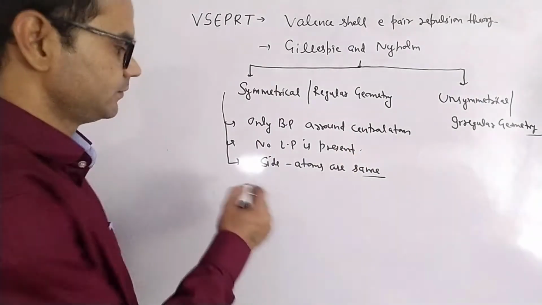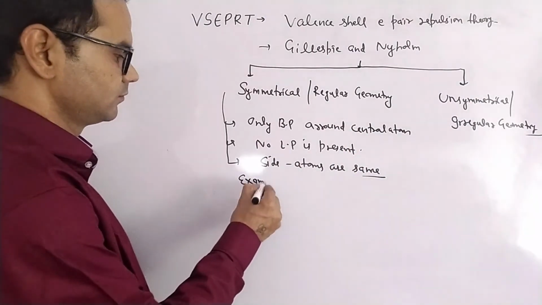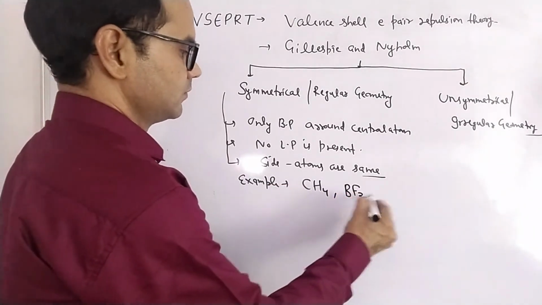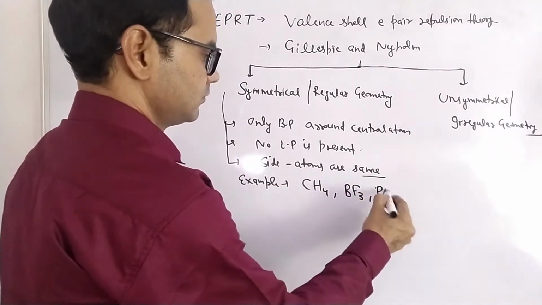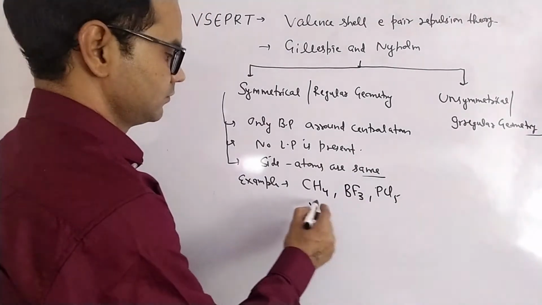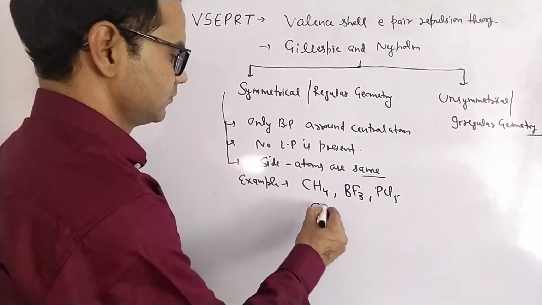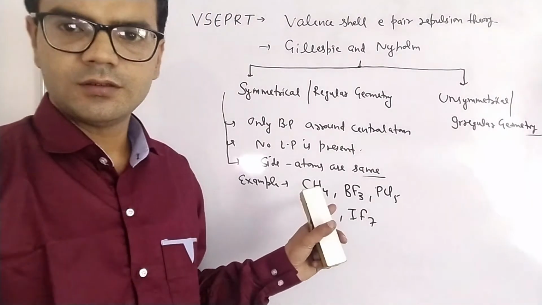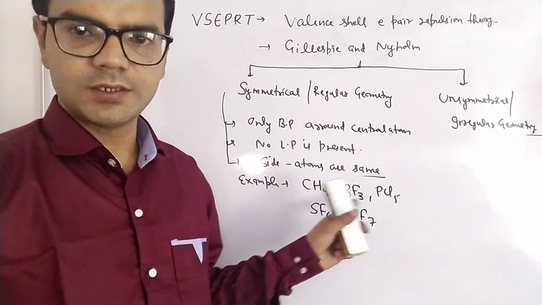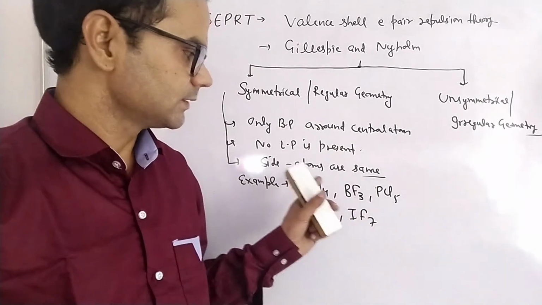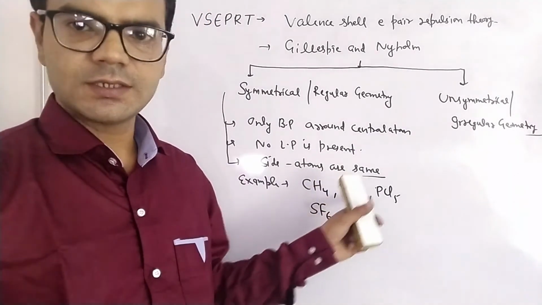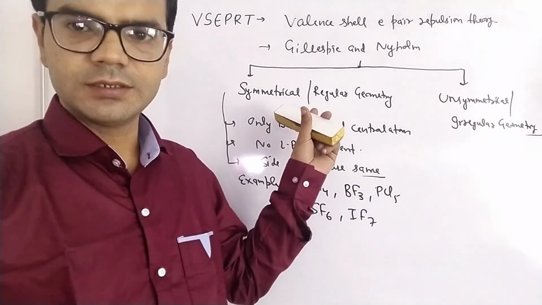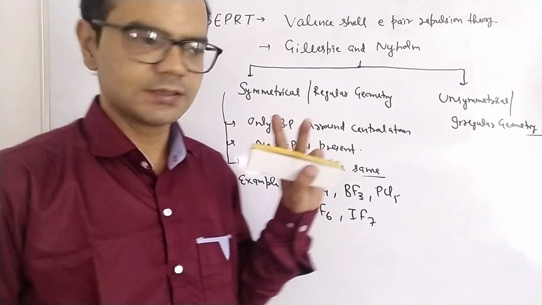For example, we have molecules that all have only bond pairs. There is no lone pair, and the side atoms are the same. So these molecules possess a symmetrical geometry. But there are two exceptional cases.